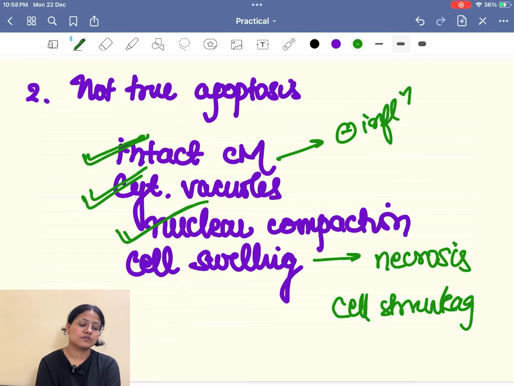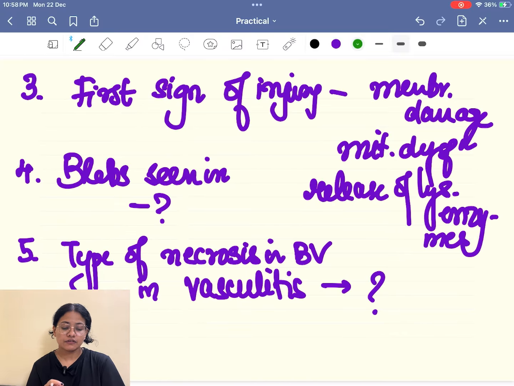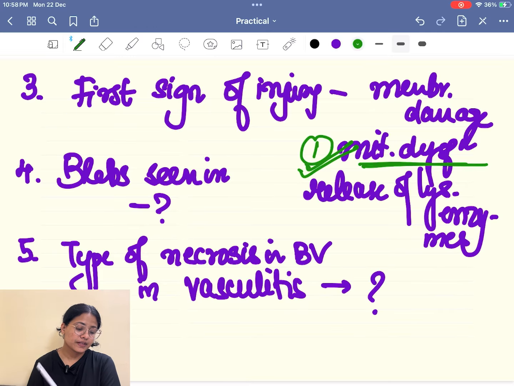Next, what is the first sign of injury? We discussed that from the irreversible type. First, there will be mitochondrial dysfunction, then only there will be membrane damage, and mitochondrial dysfunction will lead to loss of oxidative phosphorylation, which decreases the ATP. Next, blebs are usually seen in what type of injury? We learned that in plasma membrane there is blebbing, blunting and loss of microvilli, which is seen in reversible injury.